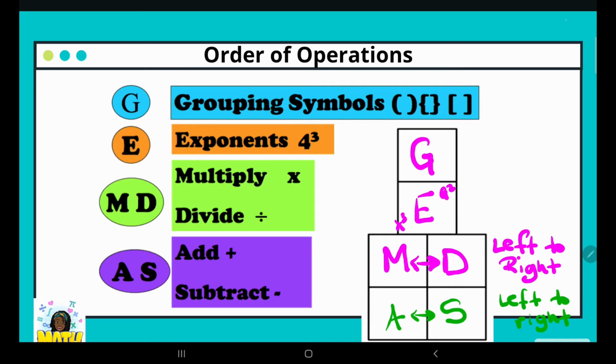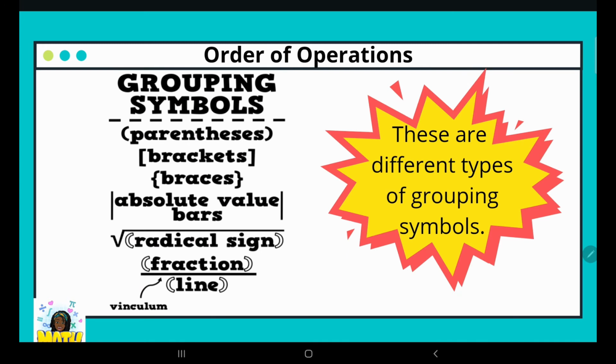Okay, so grouping symbols first, then exponents, then multiplication or division from left to right, then addition or subtraction from left to right. Now, some of the grouping symbols to really keep in mind: parentheses, your brackets, your braces, your absolute value bar, radical symbols, right? So taking the square root of a number, and the fraction bar. So make sure you have these all copied down because these are grouping symbols that you want to keep in mind. It's not just limited to parentheses.